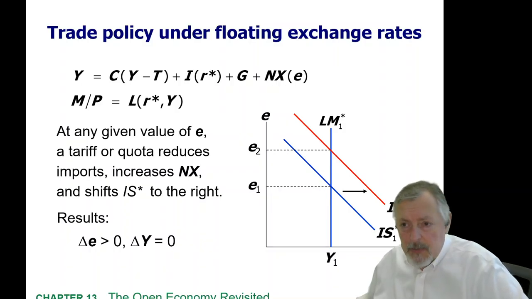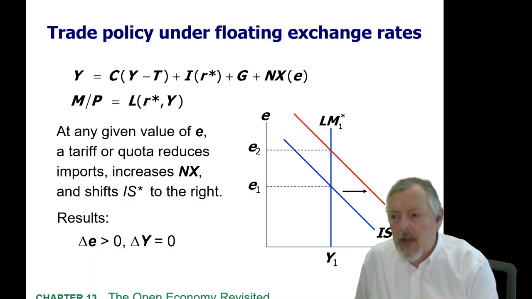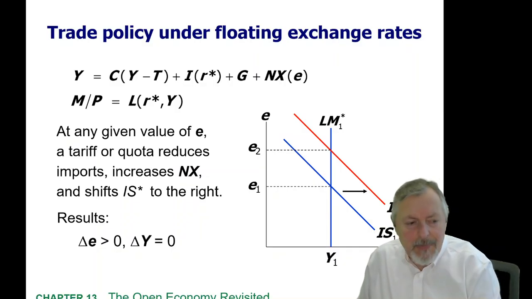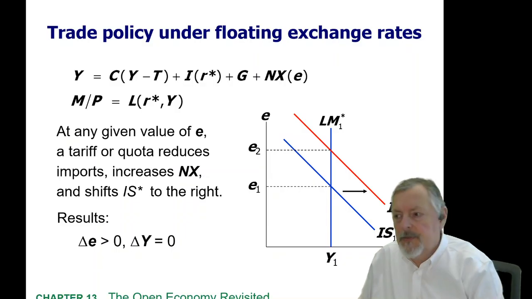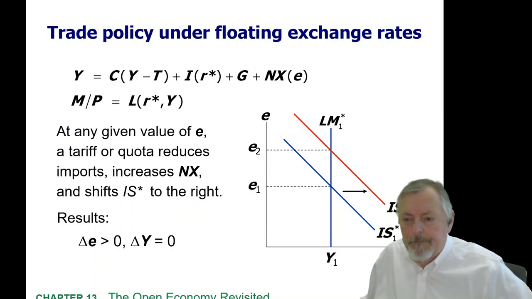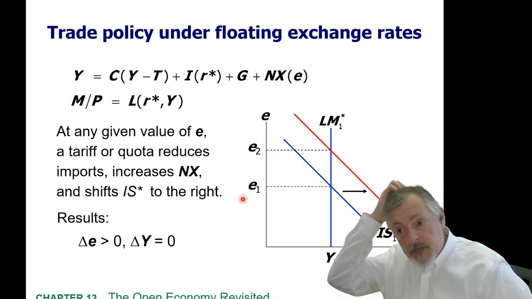Now we come to trade policy. What happens if a country tries to increase net exports by restricting imports, by imposing a tariff or a quota? Well, at the initial exchange rate, the tariff or quota shifts domestic residents' demand from foreign goods to domestic goods.